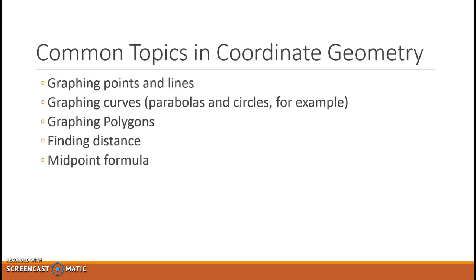So here are some common topics: graphing points and lines, graphing curves, for example, parabolas and circles, graphing polygons, so that's the connection also to the elementary grades, graphing parallelograms, graphing rectangles, other quadrilaterals, and then in particular finding distance and midpoint formulas.